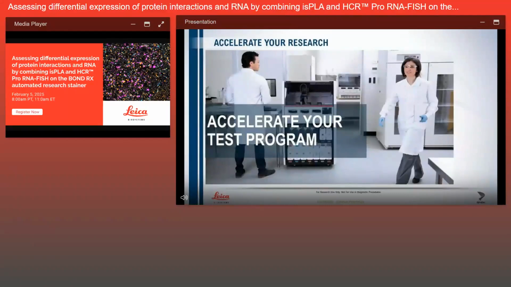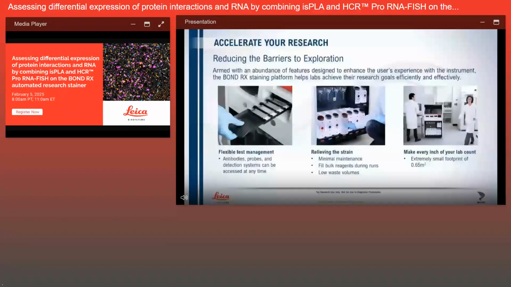Accelerating your test program. Features of the BondRx are designed to enhance the user experience and achieve research goals efficiently and effectively. One feature is flexible test management. The antibodies, probes, and detection systems can be accessed at any time during a protocol when the reagent is not actively being used. Reagents can be placed in any 9 positions over 4 trays for a total of 36 positions for individual reagents or detection systems.